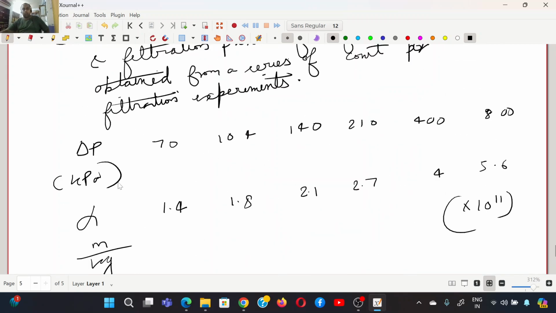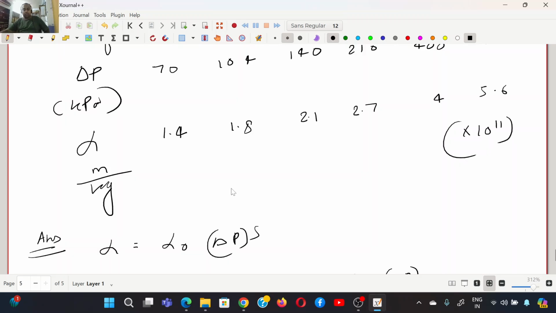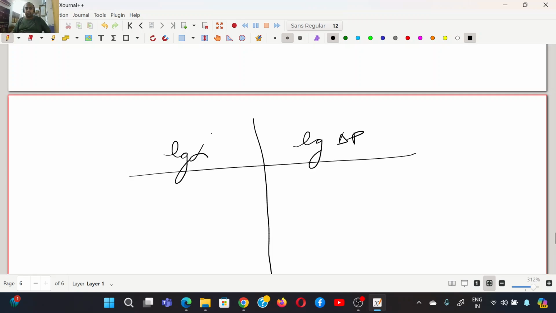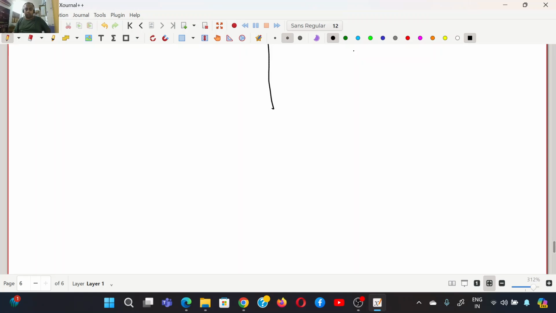So you know delta P, you know alpha. Basically you plot log alpha versus log delta P, draw the graph, fit the line, and calculate what expression we get. Approximately you should get alpha is equal to 2.75 into 10 to the power 8 delta P to the power 0.56. Okay.